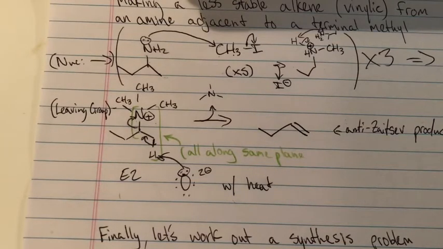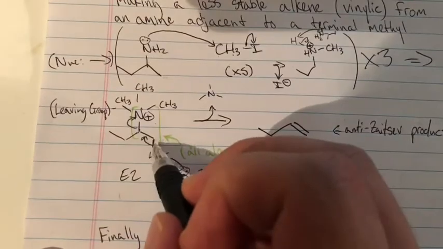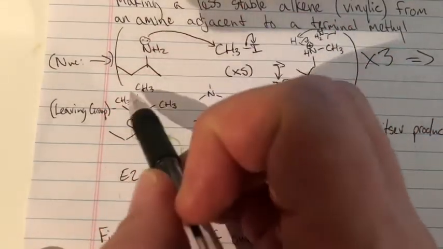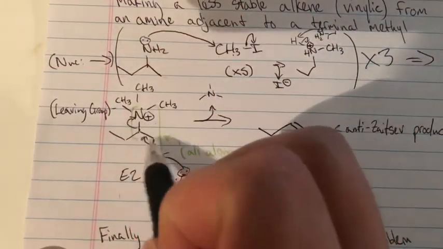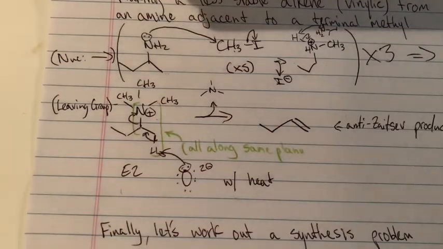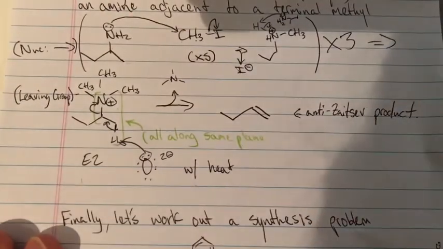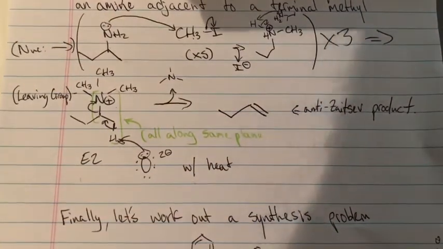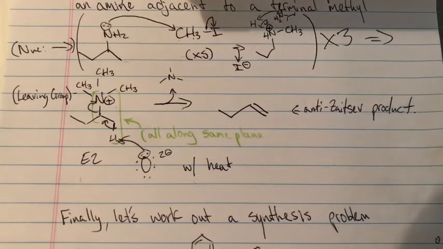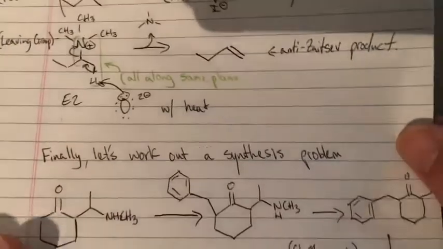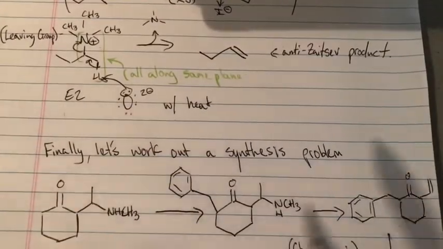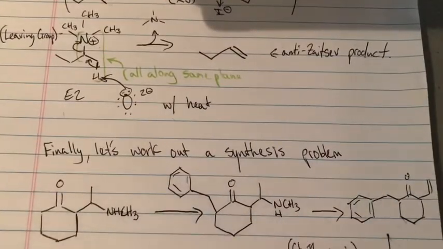Okay, so again, everything for E2 has to be along the same plane. This is going to be really bulky, and it's going to want to leave anyway because it's going to be bumping into everything else. And that positive charge wants to be satiated. Okay, so this is what is referred to as an anti-Zaitsev product. This is just kind of classically what you're going to see. You may see some kind of example like that on the exam. Hint, hint. Okay, so one last thing to work out here. Now I just have some reaction arrows here.